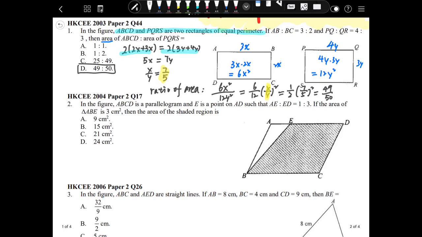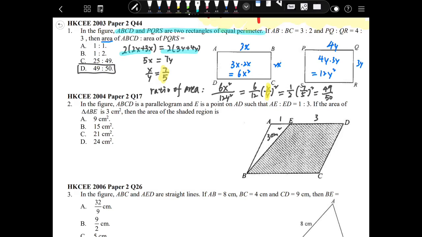Okay, so question number 2. In this figure, it is a parallelogram, and E is a point on AD, such that the ratio AE to ED is 1 to 3. Find, if the area of triangle ABE is 3 cm squared, what about the shaded region?